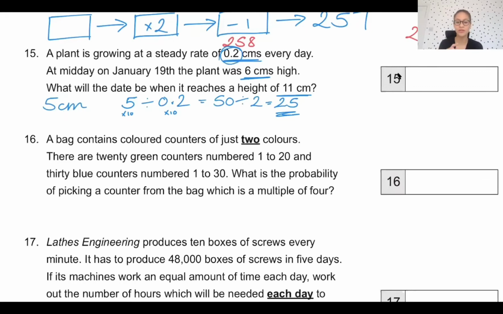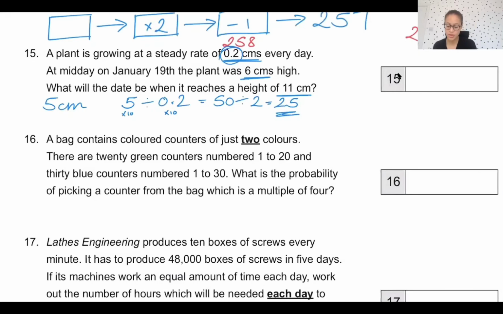So now we need to figure out what is 25 days from January the 19th. I think you should use a timeline for this. Okay, someone's just said, can I explain again? I'll just go over it. So the plant grows from 6 centimeters to 11 centimeters. So it must grow 5 centimeters. We need to know how many lots of 0.2 go into 5 centimeters, because that's how long it takes to grow. So 0.2 every day, how long does it take to be 5 centimeters?